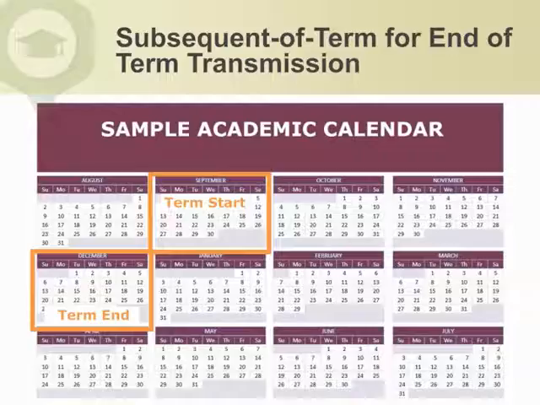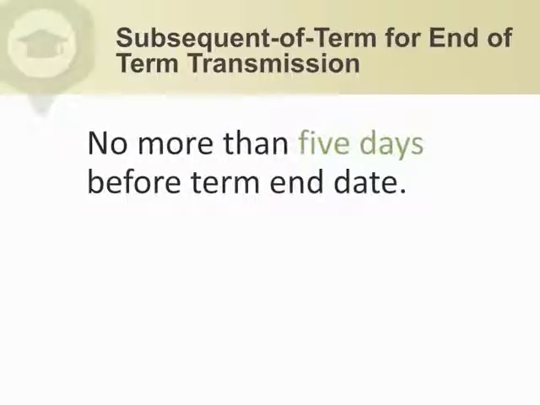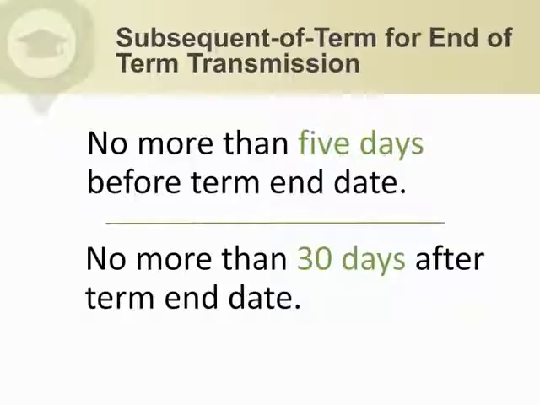As previously mentioned, all students should be reported each time, even if there is no change in status or other information. Subsequent of term for end of term transmissions are sent just before or shortly after the end of a term or semester. These are used to report enrollment of late registering students and students who have withdrawn or changed status since the previous submission. These transmissions should be scheduled no more than 5 days before the term end date and no more than 30 days after term end date.